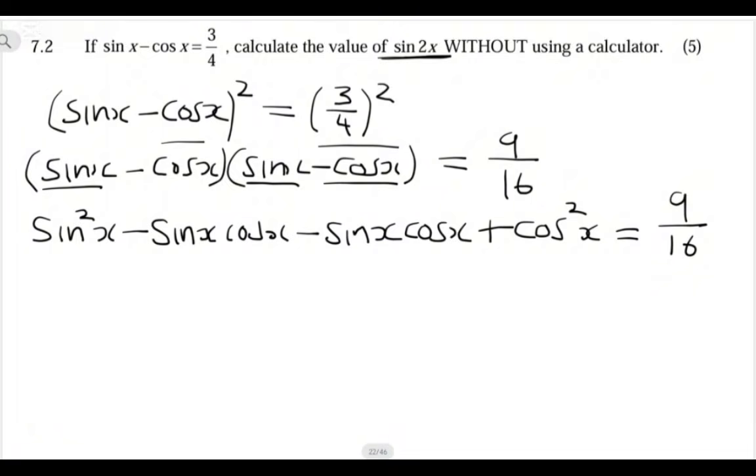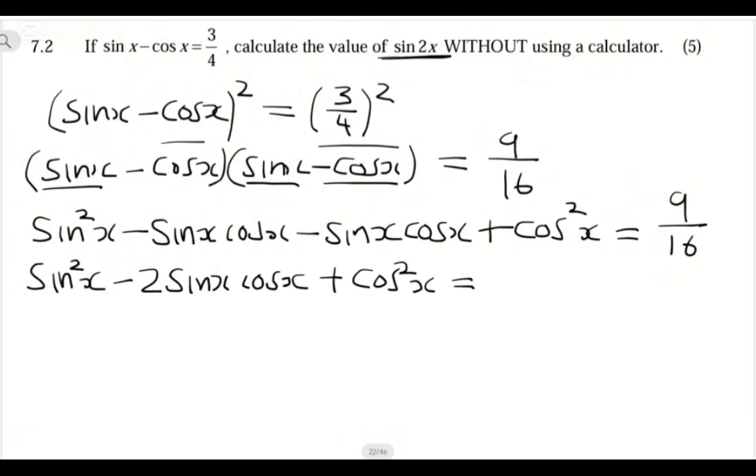So from here on, next, we're just going to add the like terms. So we're going to have sine squared x, and then these like terms are going to give us negative 2 sine x cos x, plus cos squared x, which equals 9 over 16, not 6. Perfect.